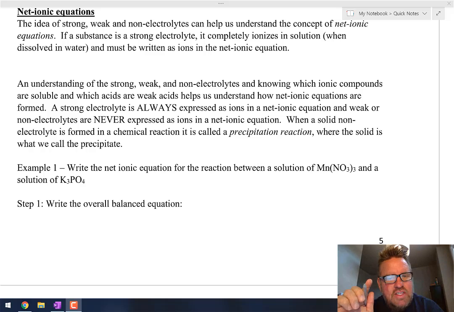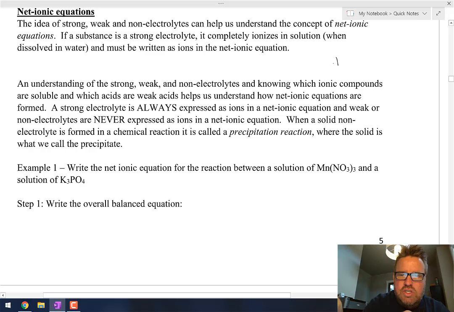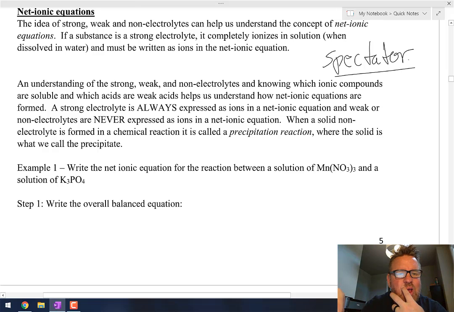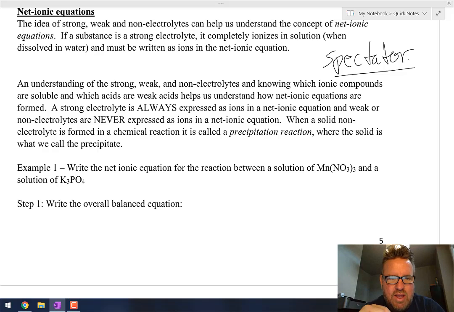The things that stay the same from one side to the other, you remove, and those are referred to as spectator ions. In most net ionic equations, you're going to have some things that are changed, and those stay in the equation, and you have other things that stay the same, and again, those are called spectators. In order to do this, though, we have to use the solubility rules we just learned about, strong electrolytes, non-electrolytes, and weak electrolytes.